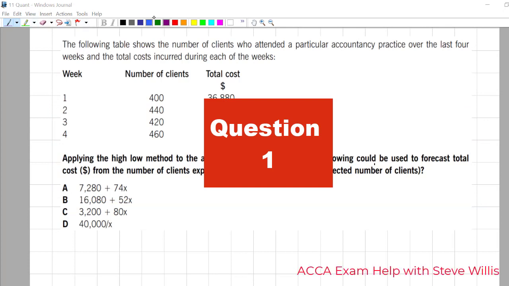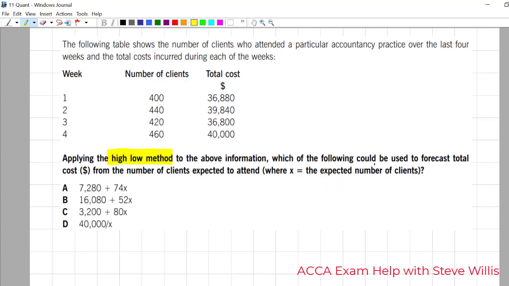Here we have an ACCA classic. We've got high-low method. So to review what we're doing here, we have information about activity level, which would be on the x-axis of a graph. We have total cost, which would be on the y-axis. And then we have a range of activities and some associated total costs. He's just making up some numbers here.